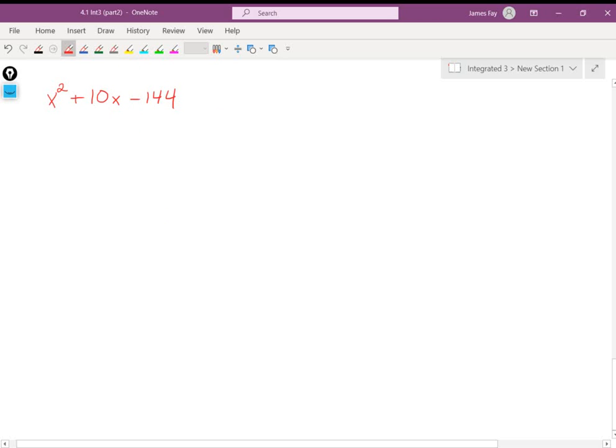A lot of times that's going to happen, especially when we start dealing with problems that are real life applications. A lot of times the coefficients end up being pretty nasty. So you don't want to sit here and think, okay, 1 and 144, 2 and 72, 3 and 48. You don't want to do that, right? So here's my suggestion to you.